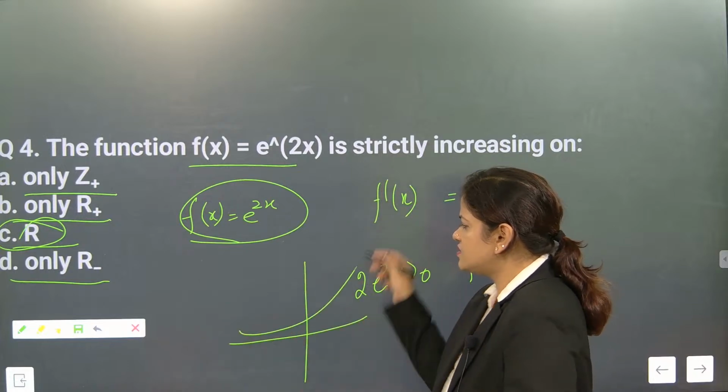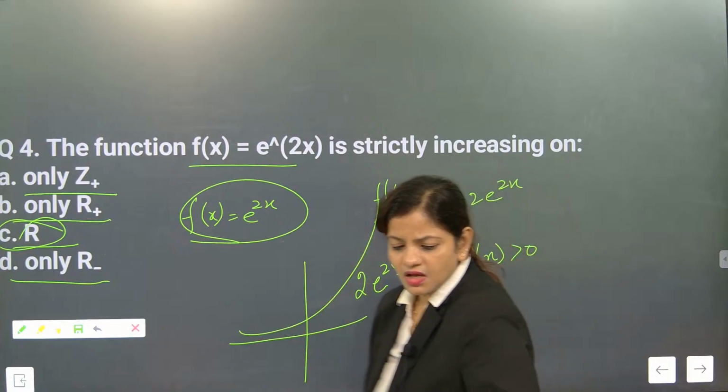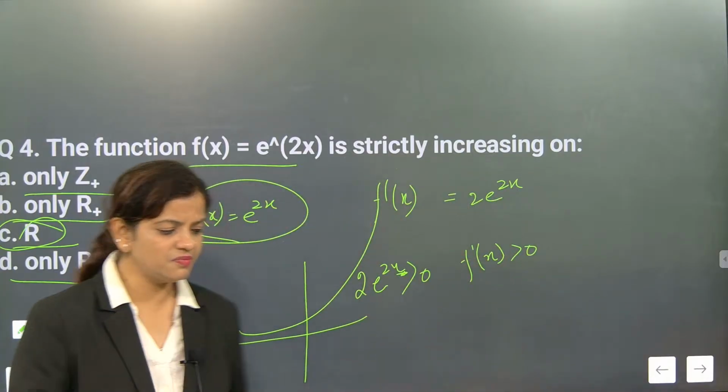It will come like this, e to the power 2x. It will jump like this. So it will be defined for all positive numbers.